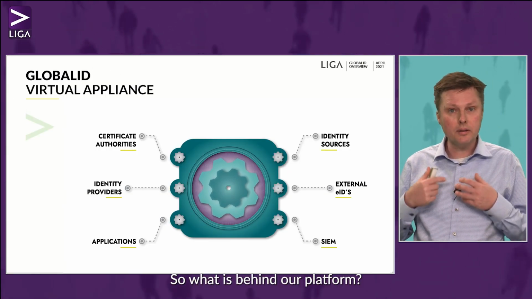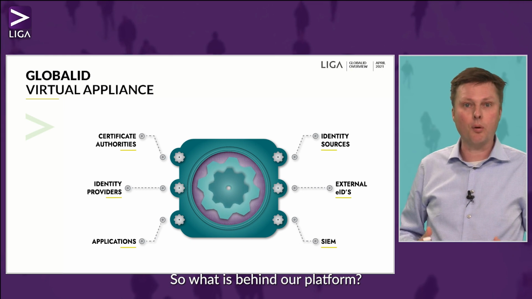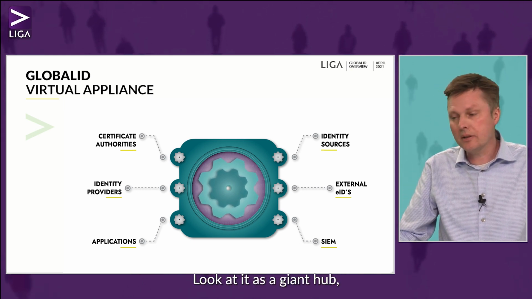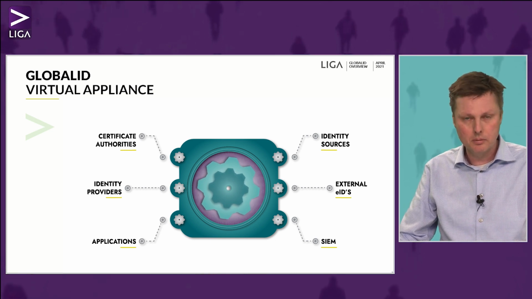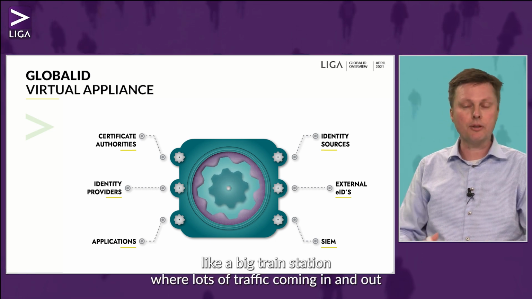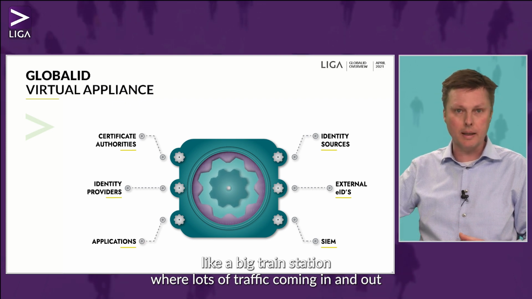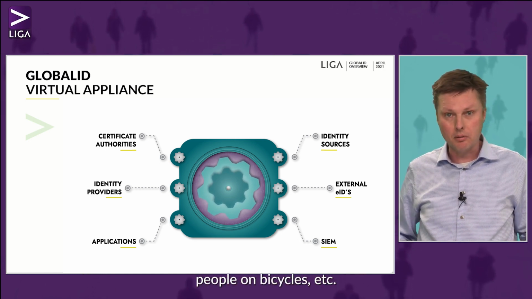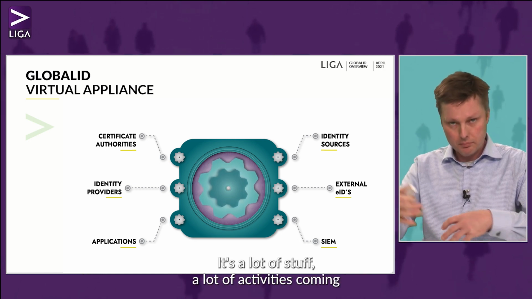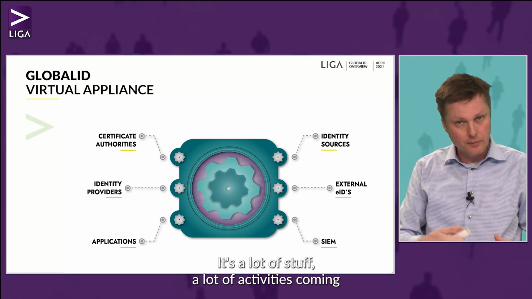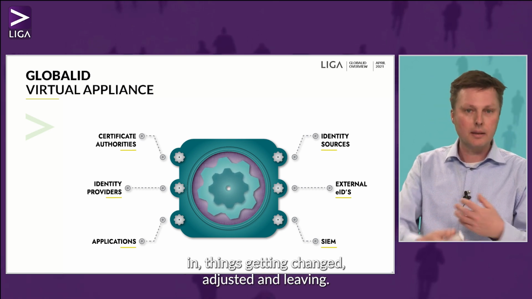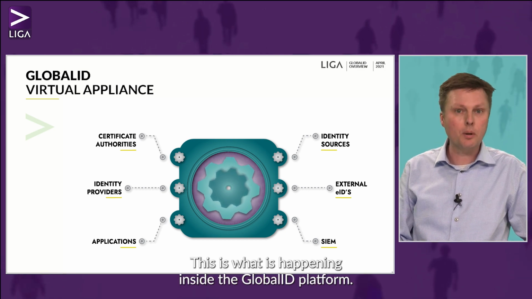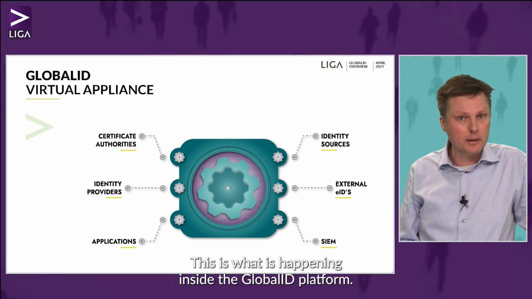So what is behind our platform? What is kind of inside this machinery? Look at it as a giant hub, like a big train station, where lots of traffic is coming in and out: trains, people, buses, taxis, cars, people on bicycles, etc. There's a lot of activities coming in, things getting changed, adjusted, and leaving. That's what we do. This is what is happening inside the GlobalID platform.